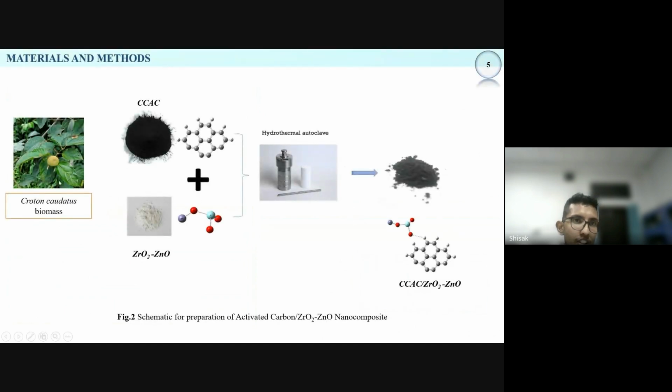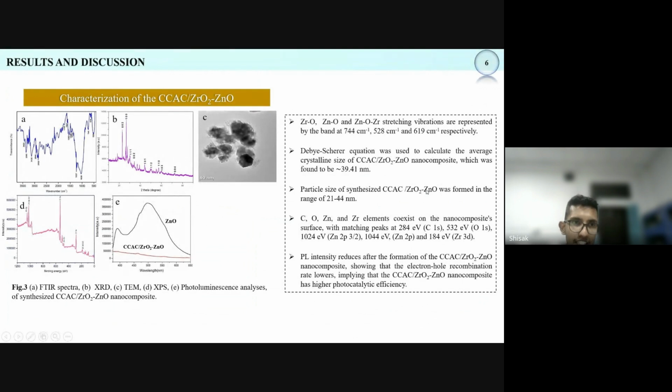So coming back to the materials and methods, to prepare the activated carbon, I have used a biomass material such as cotton cautus biomass, which is locally available on our campus. Then we did the activation using KOH, and then we doped with zirconium dioxide and zinc oxide, making a composite using a hydrothermal method. And then this composite was formed.